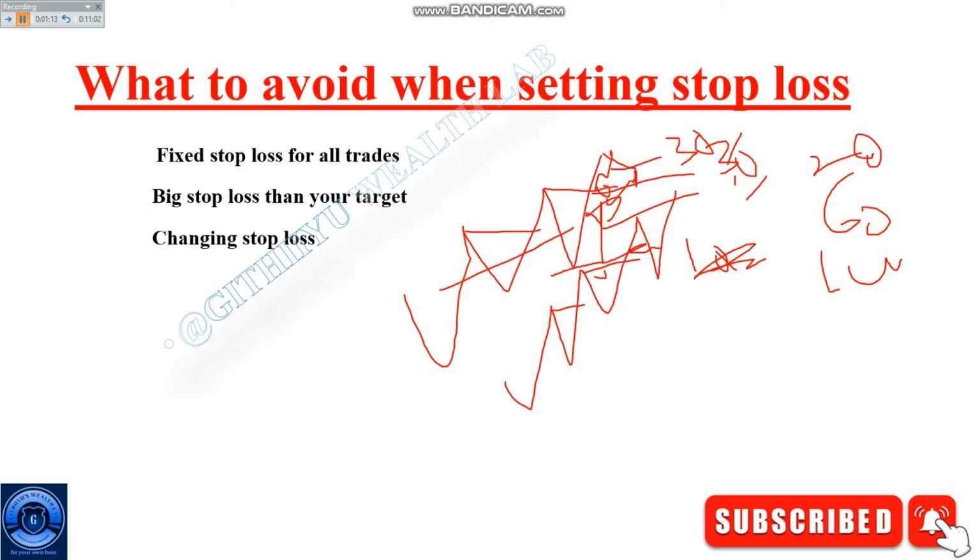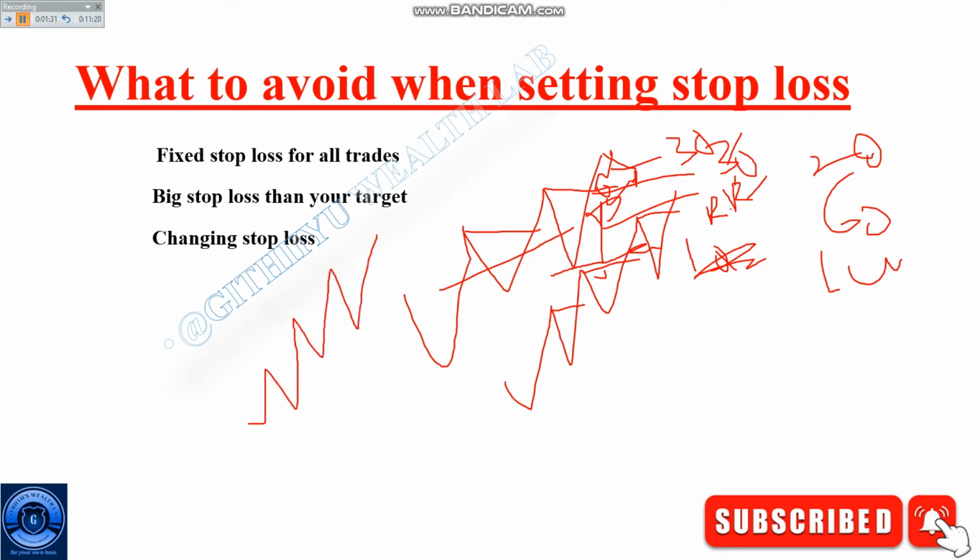1:2 or 1:3 RR in every trade you are taking. Let it be the minimum. So watch out on this. I emphasize again, never press a bigger stop loss than your target.